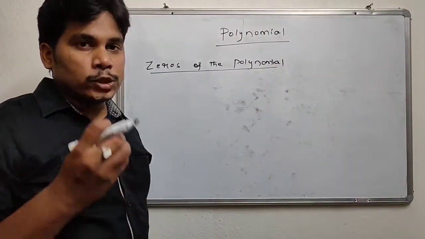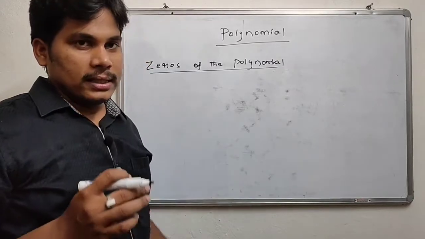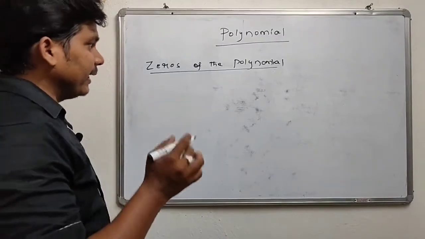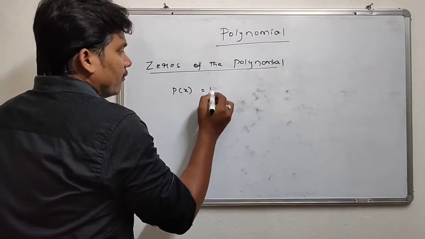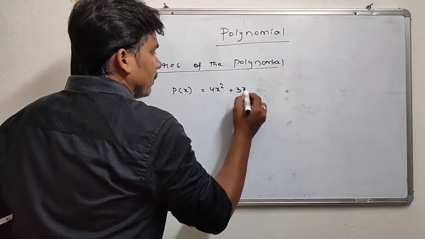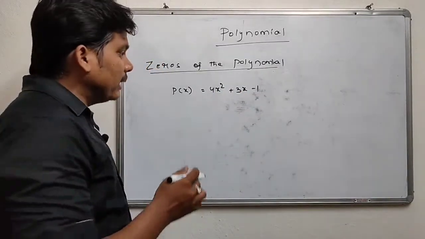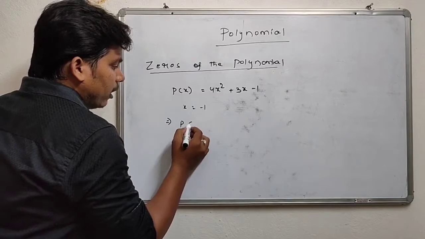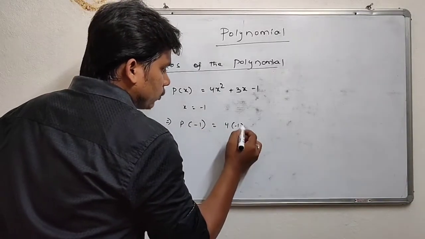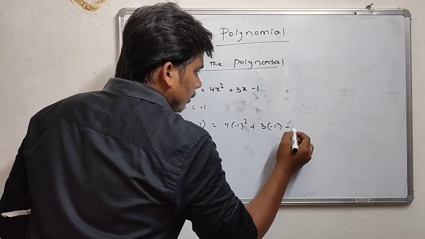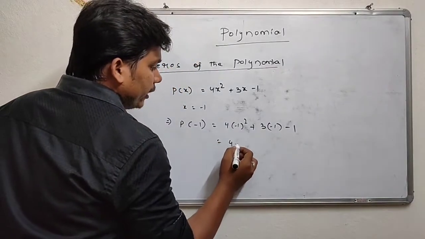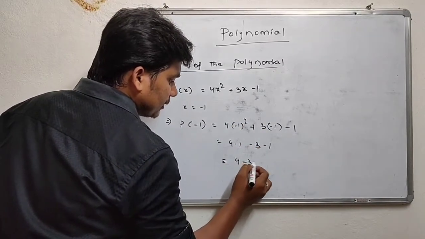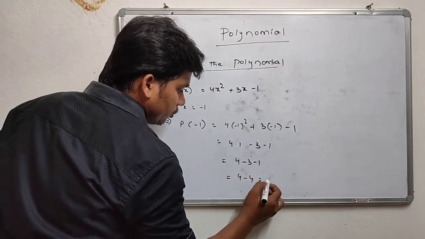Now we'll understand the zeros of the polynomial. What are the zeros of the polynomial? I already explained how to put values in a polynomial. Now I will take an expression p(x) equal to 4x square plus 3x minus 1. See, in place of x, I will put the value minus 1. Then what is the value? p of minus 1 is 4 into minus 1 square plus 3 into minus 1, minus 1. This will be 4 into 1, since minus 1 square is plus 1, then minus 3, minus 1. This will be 4 minus 3 minus 1, which is 4 minus 4, equal to 0.